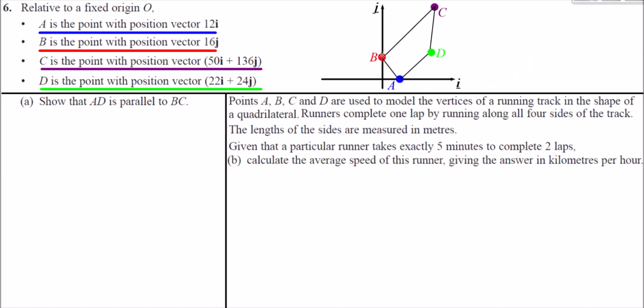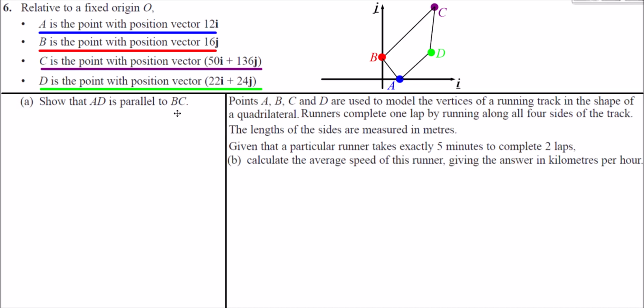So B is 16j, so 16 up. A is 12i, so just 12 along. D is 22 along, 24 up. And C is 50 along and quite far up, 136 up. We need to show that AD is parallel to BC.